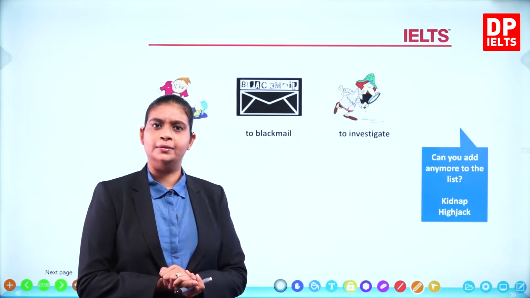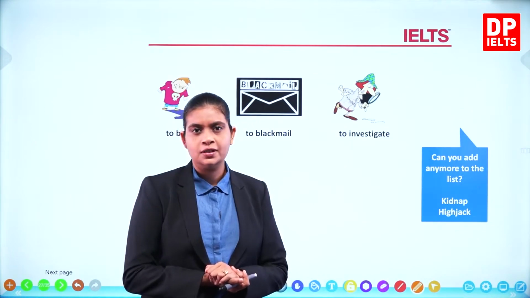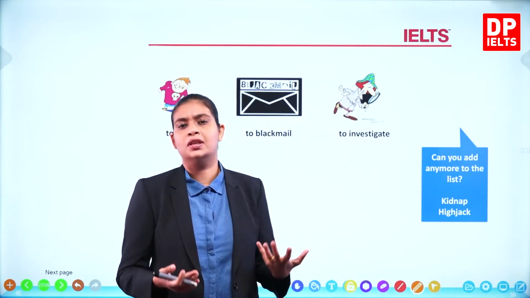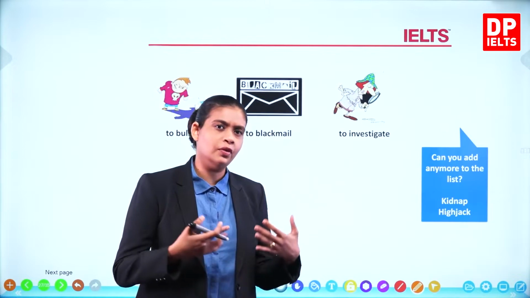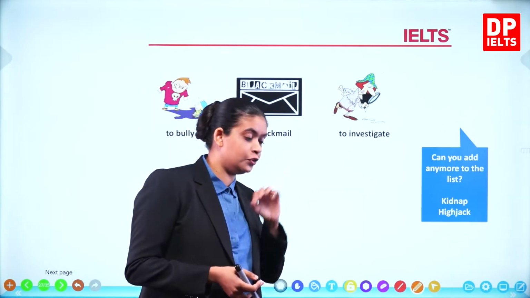Next one, to investigate. What does that mean? Now, if a crime happens, right, you need to find out who was the killer, what happened, or who was the thief. When you want to find out, what do you do? You investigate, okay?